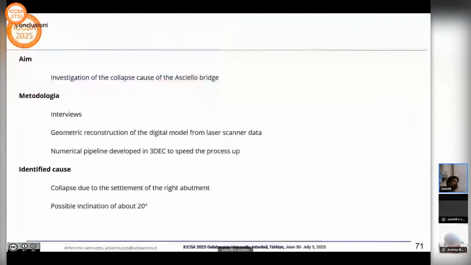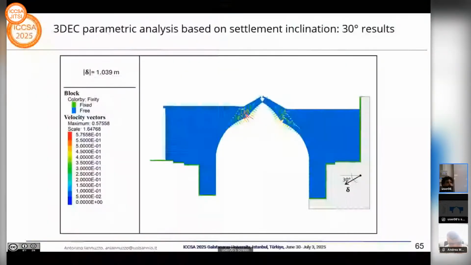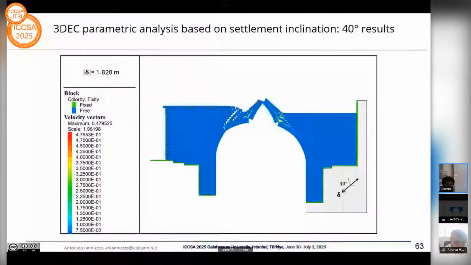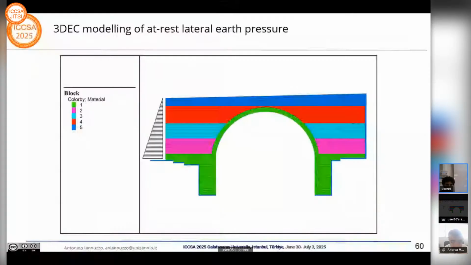Also internal forces, for example. We did this with another guy who graduated a month ago. And this is the slide I showed you before.